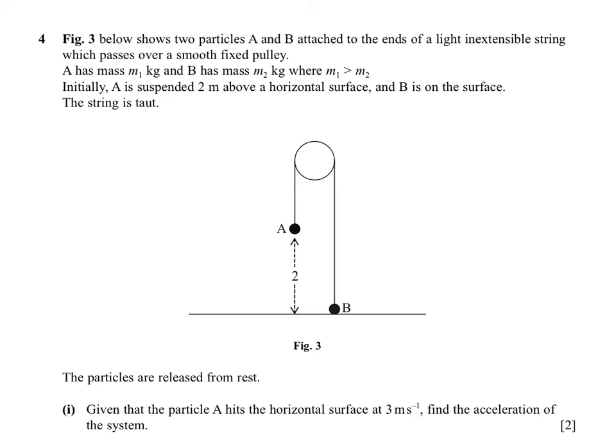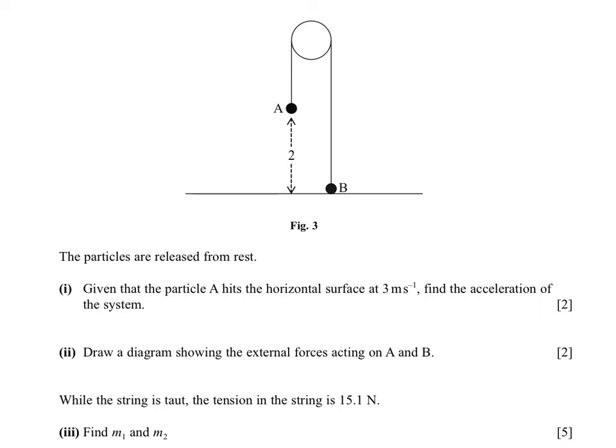Figure 3 below shows two particles A and B attached to the ends of a light and inextensible string which passes over a smooth fixed pulley. A has mass m1 kilograms and B has mass m2 kilograms, where m1 is greater than m2. Initially, A is suspended 2 meters above a horizontal surface and B is on the surface. The string is taut. The particles are released from rest.